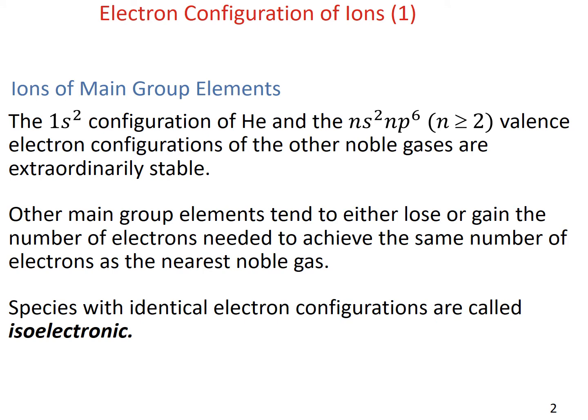Species that have identical electron configurations are called isoelectronic series. So you can have a number of different ions that actually have the same number of electrons, so they will have the same electron configuration, though that does not mean that they're identical. There are notable differences because they may be different elements, they may have different charges, so on and so forth.